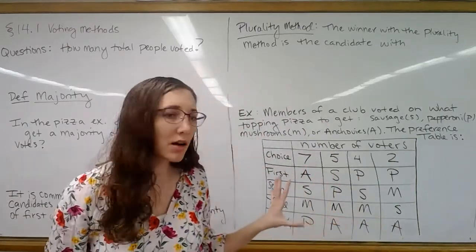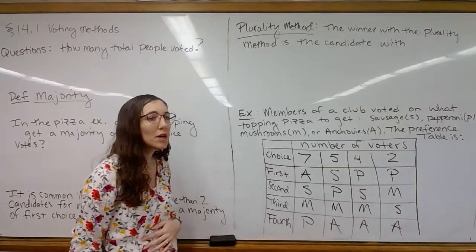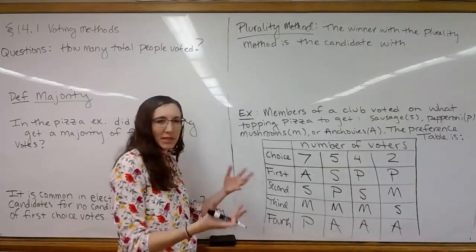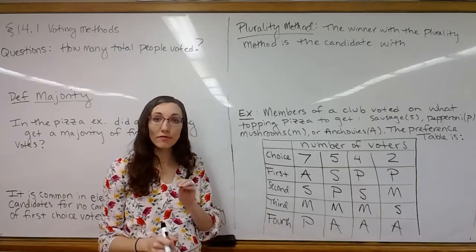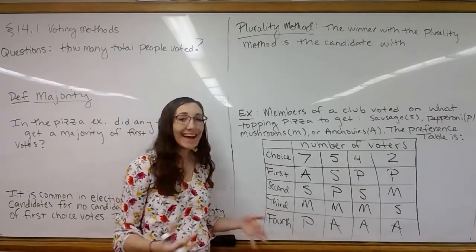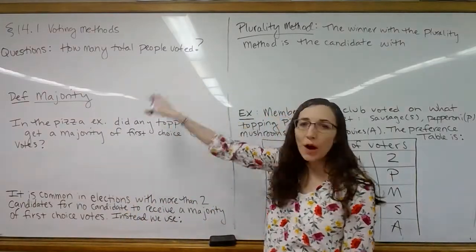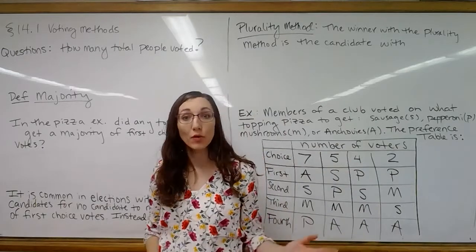All right, so I've left our preference table up from that pizza example that we were talking about last time. So that club that's ordering a pizza had their voters, or their members, vote on which toppings they preferred, so they ranked them. And I want to ask a couple questions about it. The first question I want to ask is, how many total people voted?